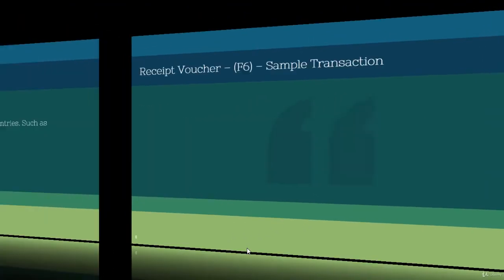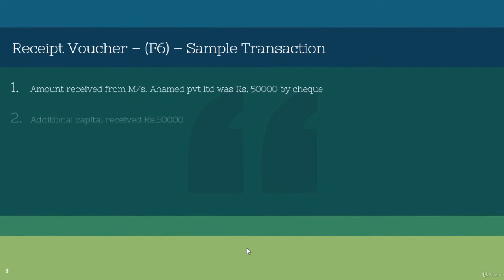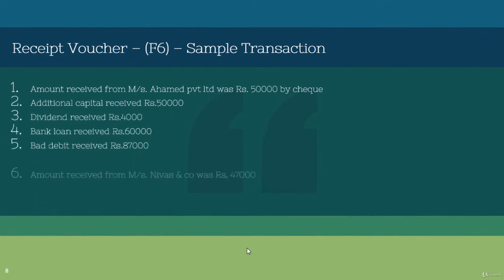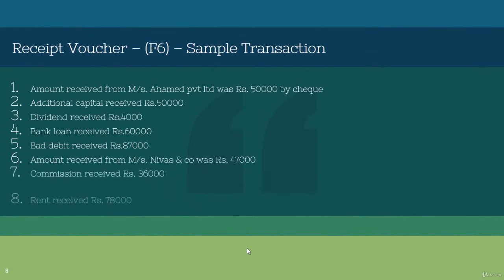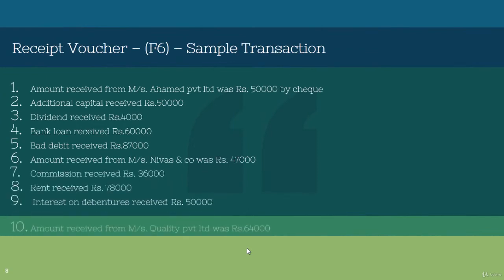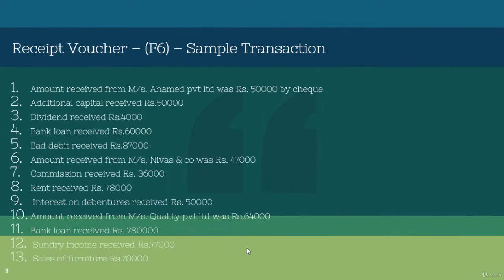Sample receipt voucher transactions: amount received from Ahmed Private Limited 50,000 by check, additional capital received 50,000. So the first one is a check, the second one is cash. Dividend received 4,000, which means cash. Bank loan received 60,000 and bad debt received 87,000.